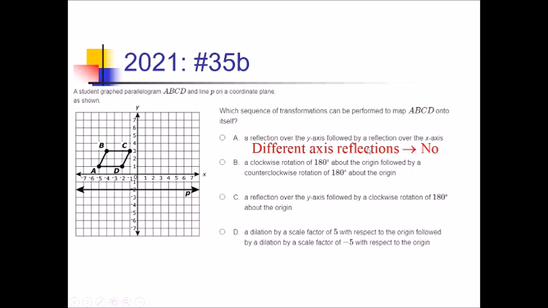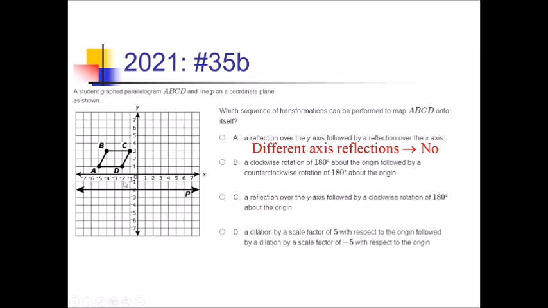So this is a no for that one. Next one is a clockwise rotation of 180 about the origin, followed by a counterclockwise rotation of 180 about the origin. So just to take an example here, point D, if we rotate that clockwise, that would bring us down here. Counterclockwise would bring us back over here. 180 clockwise, 180 counterclockwise. It's basically the same rotation.